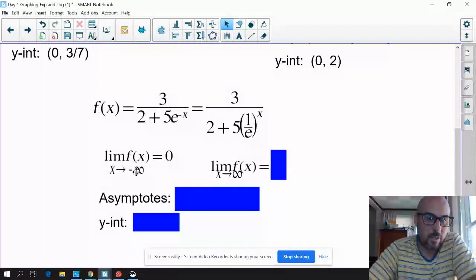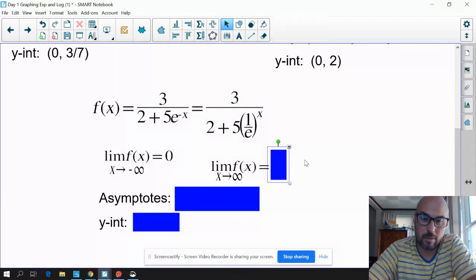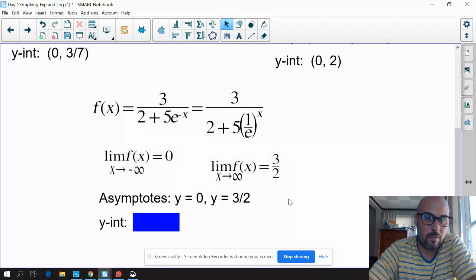So in this direction, e became infinity. That means in the other way, e is going to go to 0, which it does. When x gets really, really big, 1 over e to a really big number is basically 0. So 3 divided by 2 plus 0 is 3 divided by 2, which is 3/2. And the asymptotes are y equals 0 and y equals 3/2. The y-intercept, if x equals 0, this is 5 times 1. And 3 divided by 2 plus 5 is 3/7 again.